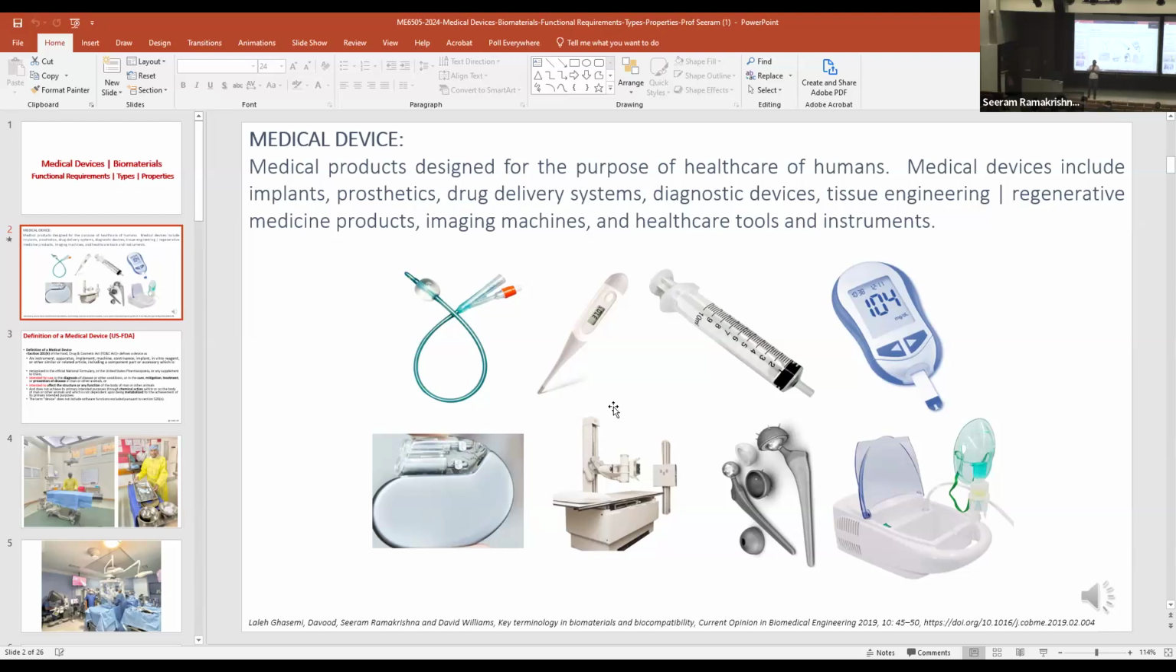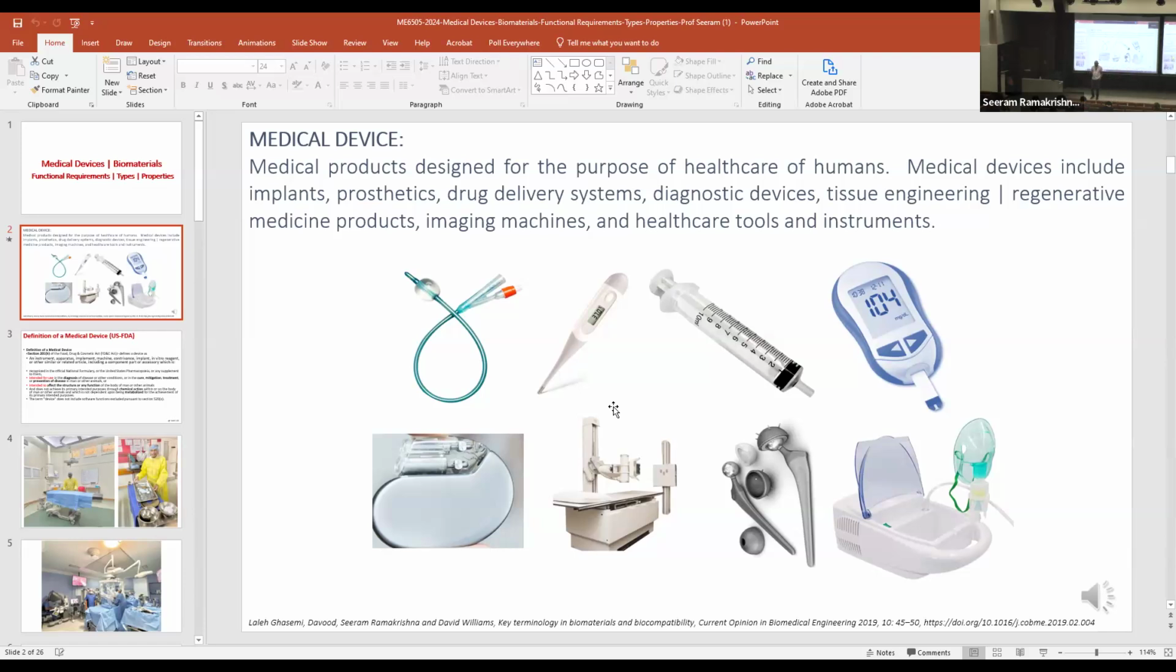And then imaging machines, like all the diagnostic imaging machines, X-ray machines, MRI, and so on. And any healthcare tools and instruments. There are plenty of tools. You find them with a GP, general practitioner, or you go to a hospital, you come across them. So more or less, all of them are considered medical devices. So any material that goes into making the medical device, we call it a biomaterial. But then there are certain requirements I will explain in the subsequent part of this lecture.